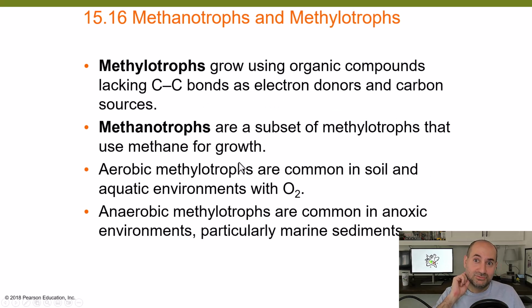Now, moving on to methane producers or methane users, let's talk about that. So what are the methylotrophs? The methylotrophs grow using organic compounds lacking carbon-to-carbon bonds. So here's an example of a methylotroph. Methanotrophs, right? Methanotrophs are a subset of methylotrophs that use methane for growth. Remember, methane is CH4. These methanotrophs, which are an example of methylotrophs, use methane as an electron source for growth, okay?